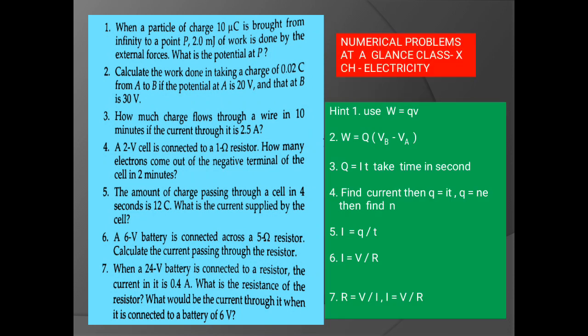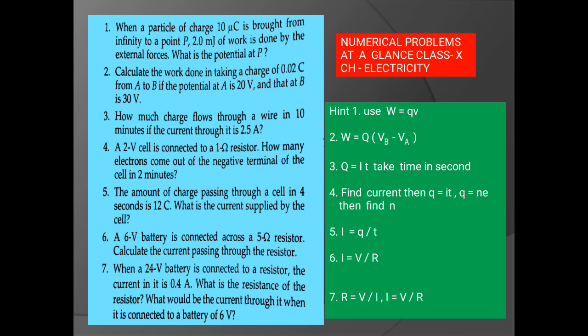In question number 1, when a particle of charge 10 microcoulomb is brought from infinity to a point P, 2 millijoule of work is done by the external forces. What is the potential at P? So in question number 1, you can use W equal to QV.